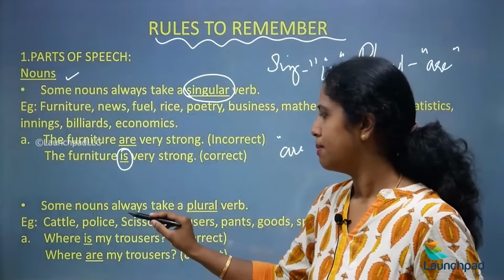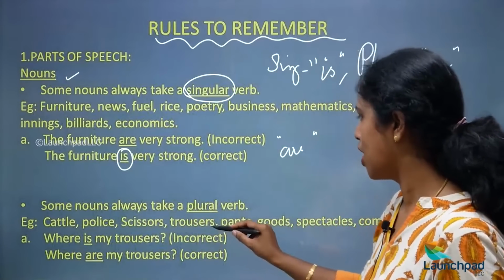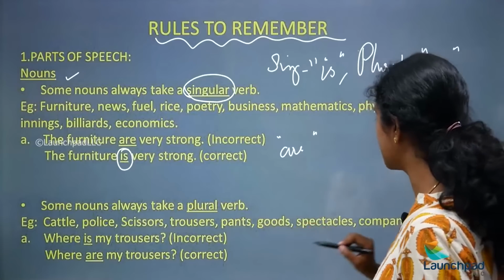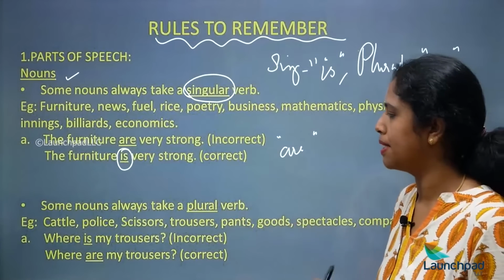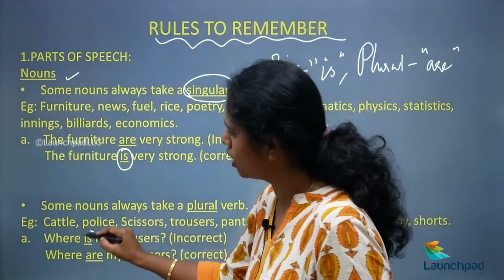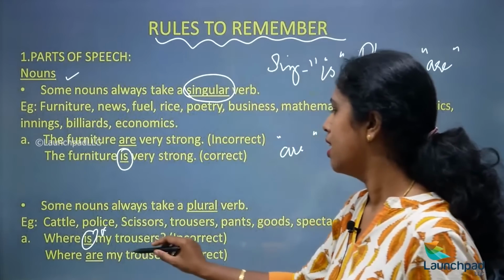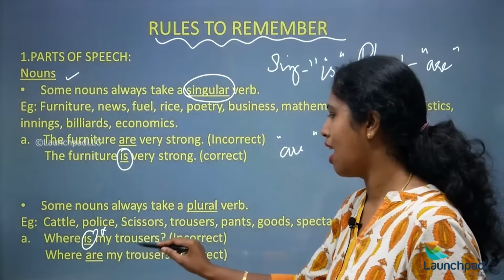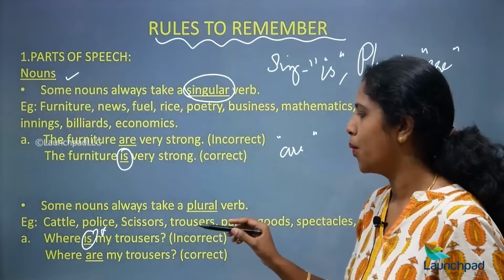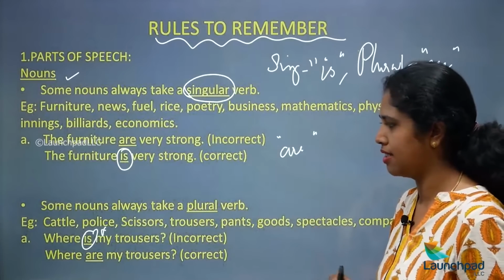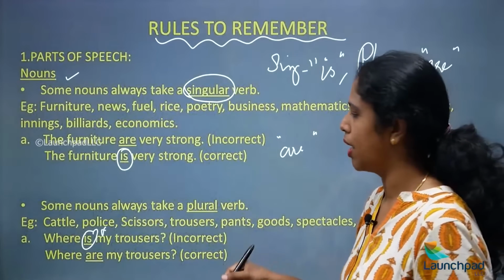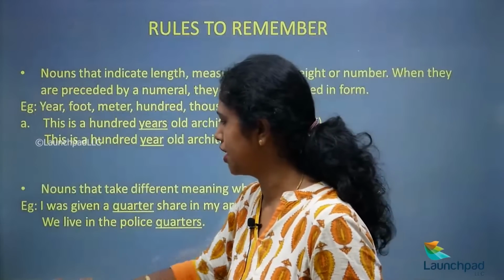So cattle, police, scissors, trousers, pants, goods, spectacles, company, shorts. So these words, what happens is they do not take a singular verb. Okay, so they take a plural verb. Where are my trousers? Where are my pants? Okay, where are my spectacles? Yes, so this is how you take it into consideration.